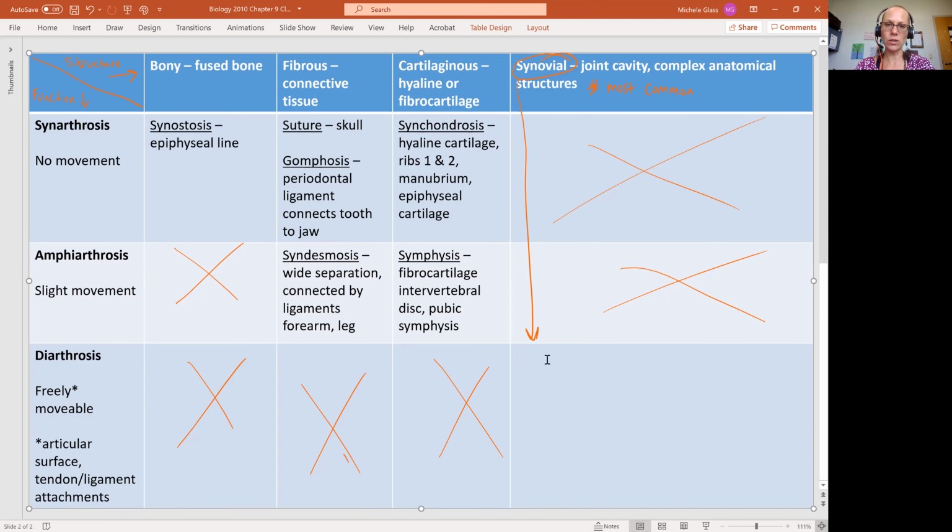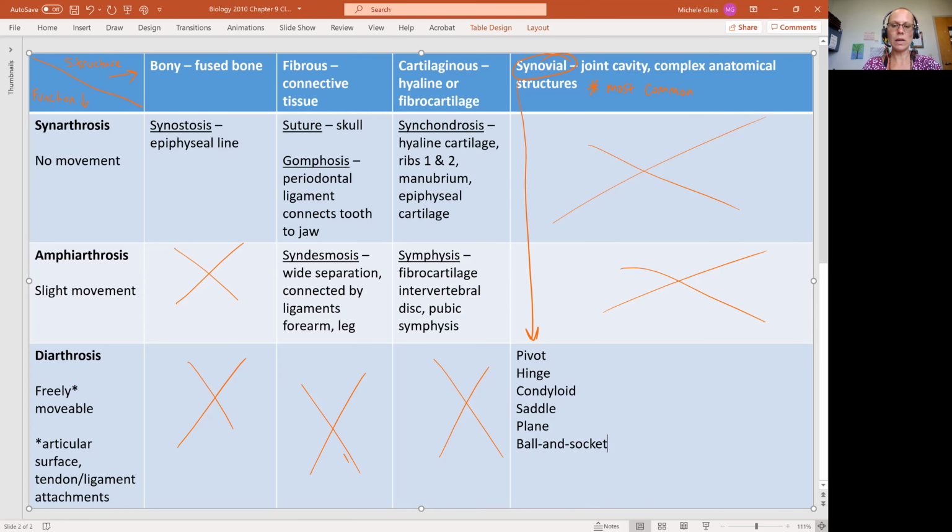So I'm going to list them first, and then we'll go through and describe each of these. So we're going to have the pivot. We're going to have the hinge. We're going to have condyloid. We're going to have saddle. We're going to have plane. And we're going to have ball and socket.